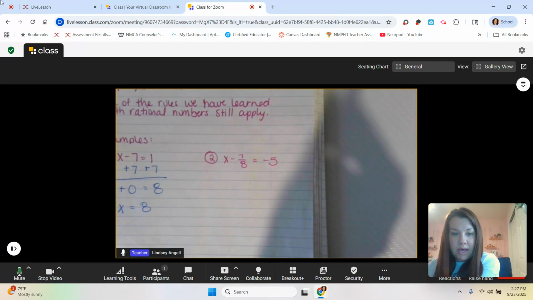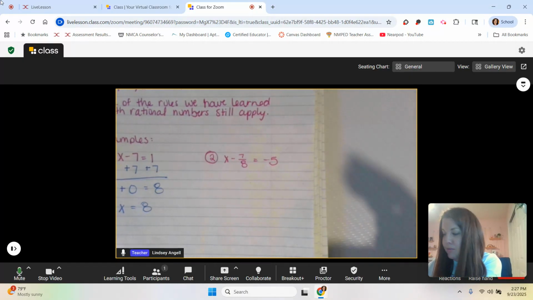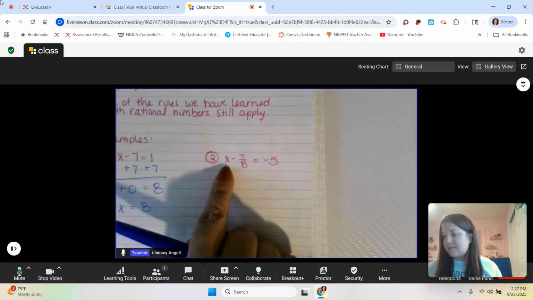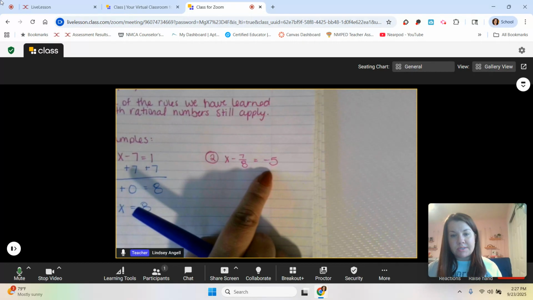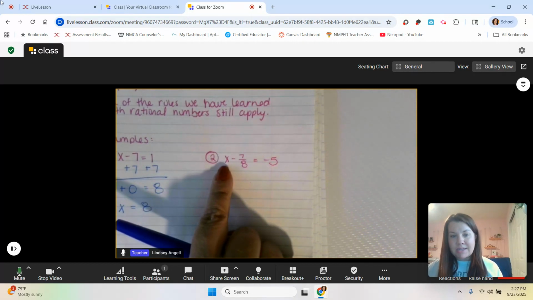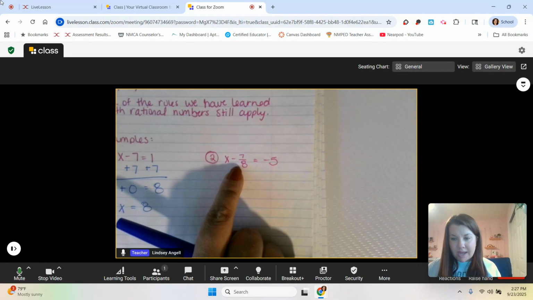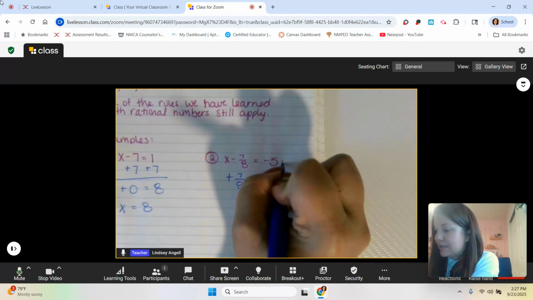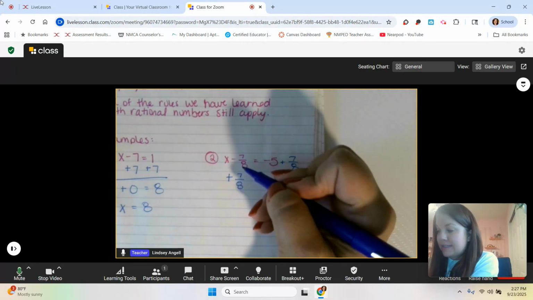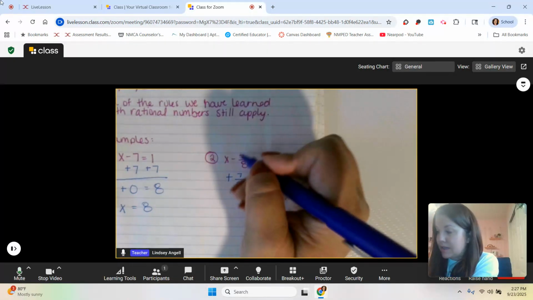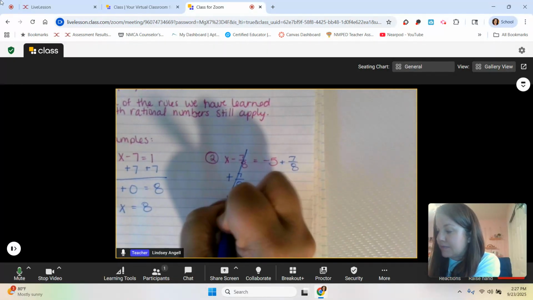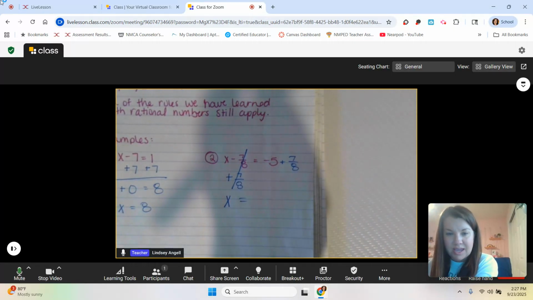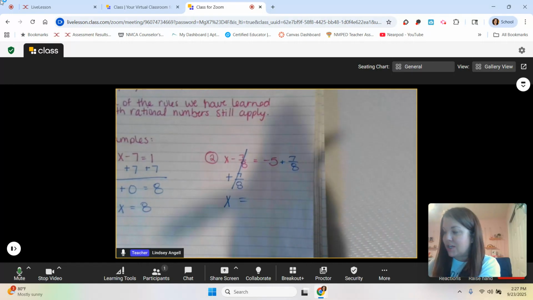Number two, exact same process actually. This is subtraction as well. Right now I have x minus 7/8 equals negative 5. Well, in order to get x by itself, I need to get rid of this minus 7/8. So to do that, I'm going to add 7/8 to both sides. Negative 7/8 plus 7/8 equals 0. So those cancel, and I'm just left with x on the left. Well, now I have negative 5 plus 7/8. Ooh, a negative and a fraction, right?